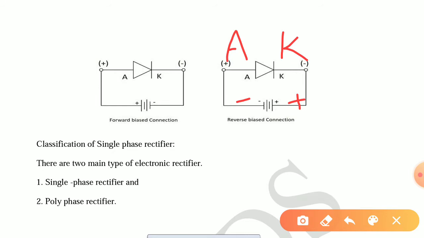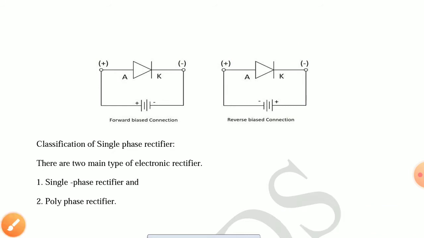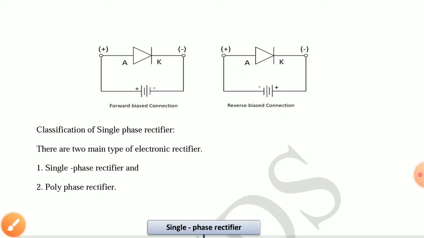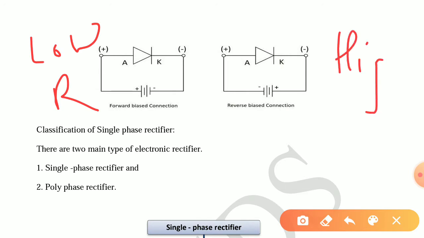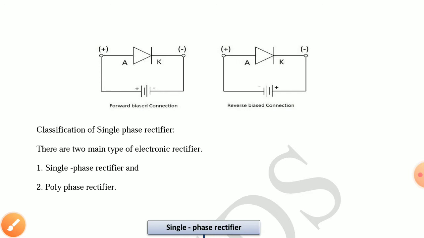What happens during forward and reverse bias? During forward bias, the diode offers very low resistance, while during reverse bias, the diode offers very high resistance. So in forward bias current will flow, and during reverse bias current cannot flow. Using that we can understand the rectifier.